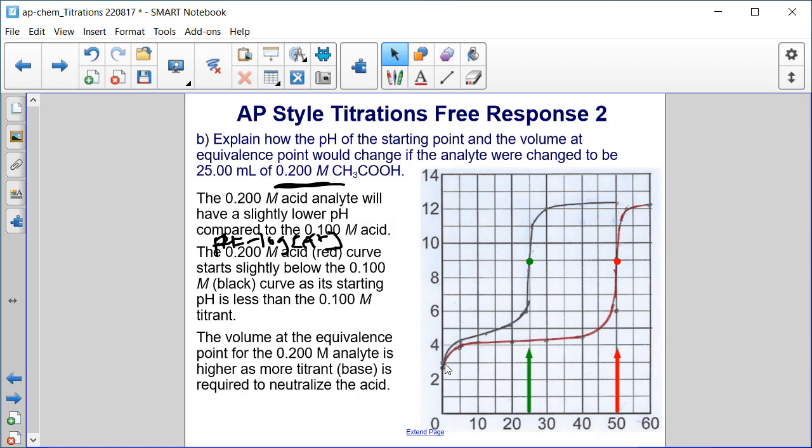And then also the volume at the equivalence point for the 0.2 molar analyte, it's 25 for the 0.1 molar analyte, and it's 50 for the 0.2 molar analyte. And that's because it requires more base, twice as much base, to neutralize that doubly concentrated acid. So that's what we would expect from increasing the concentration of the analyte acid and keeping the concentration of the titrant base the same.